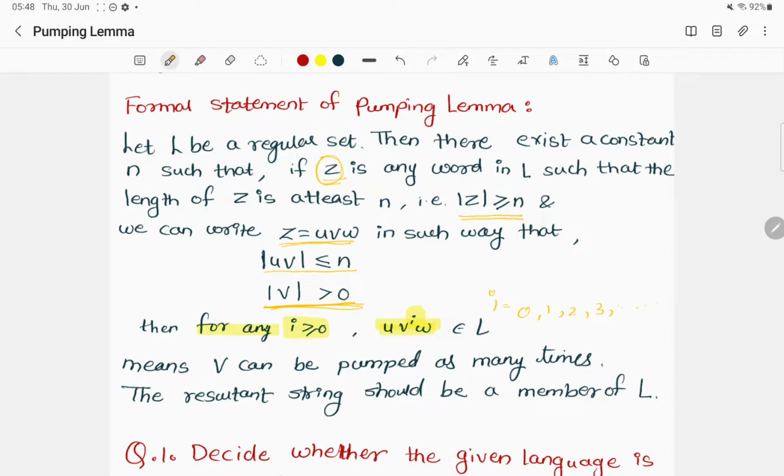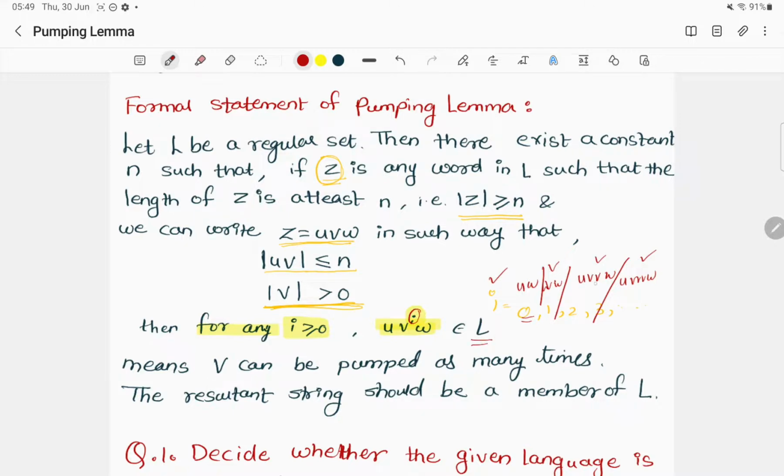If I take v 0 times, then v is not coming, it is just u and w. If I take v 1 time, it is u v w. If I take v 2 times, it will be u v v w. If I take v 3 times, it will be u v v v w. I hope you are following me. This way we are pumping v more times with respect to the value of i. So whatever string and whatever value of i I take, I am pumping v that many times. All the strings that I get with this i should follow the rules that are followed by this language.